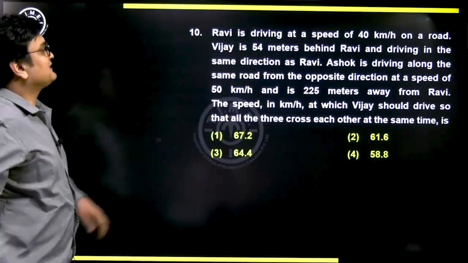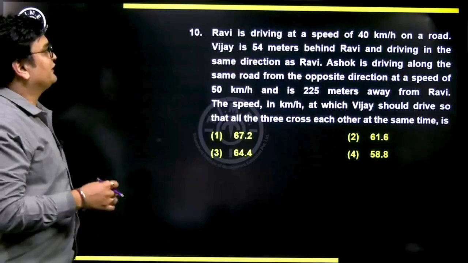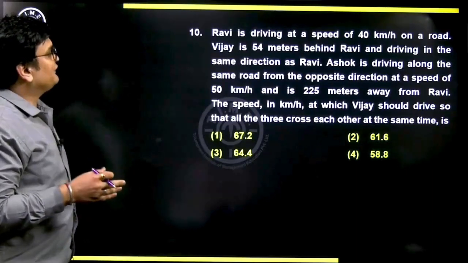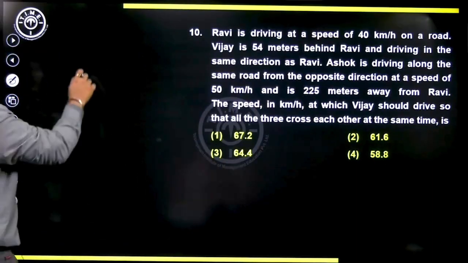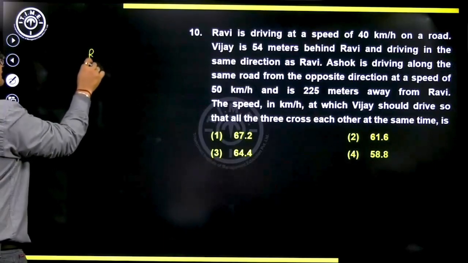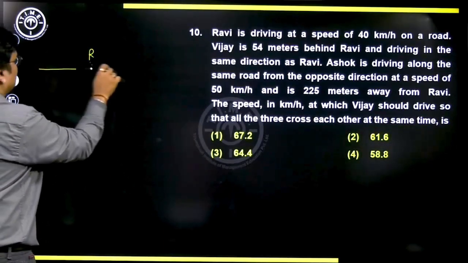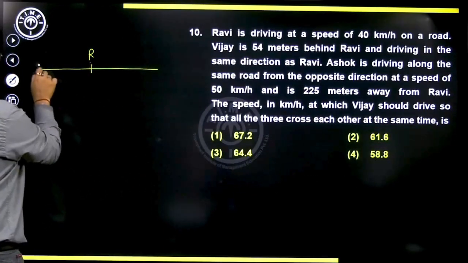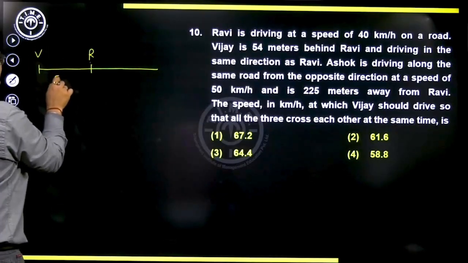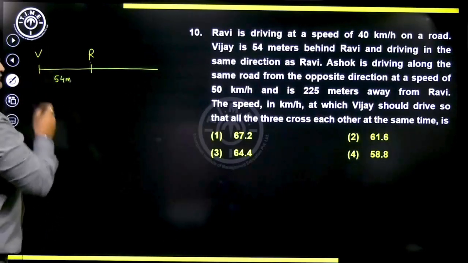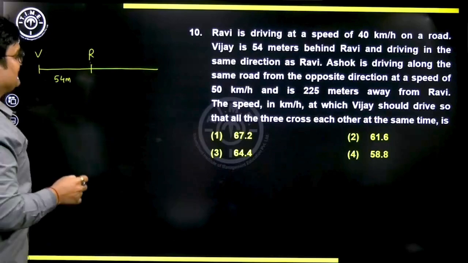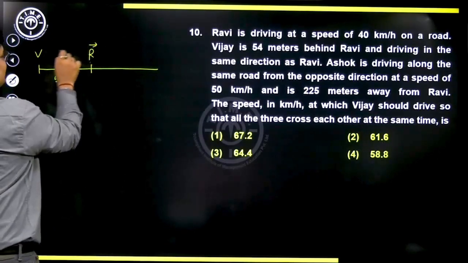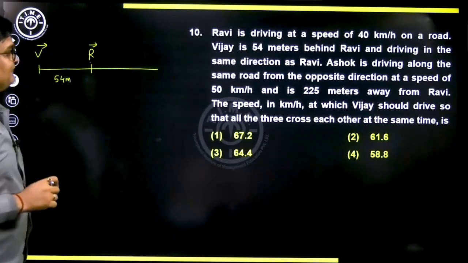Ravi is driving at a speed of 40 kilometers per hour on a road. Vijay is 54 meters behind Ravi. So Ravi is here. Suppose Ravi is here. Vijay is 54 meters behind Ravi and driving in the same direction as Ravi. So Ravi is, suppose, going right, Vijay is also going right.